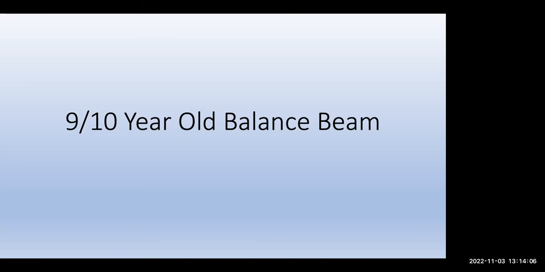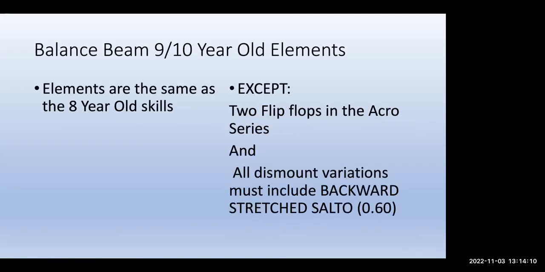Okay, as we go to the 9 and 10-year-old balance beam, almost all the elements are the same. You know, the mount sequence, the choreography, what we're asking for. There are a few differences. There are 2 back handsprings or flip-flops, flick-flacks, whatever you call them, for the acro series. And all the dismount variations must include a salto stretched dismount. They're not allowed to do a tuck. Okay, so we're going to go through.